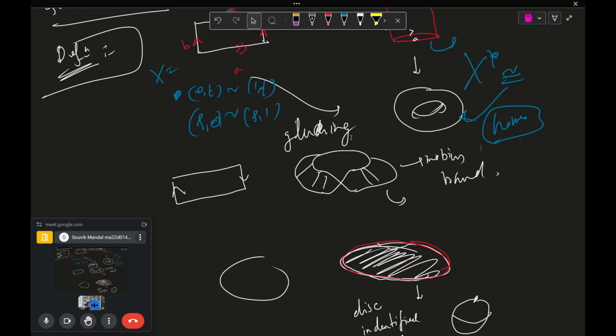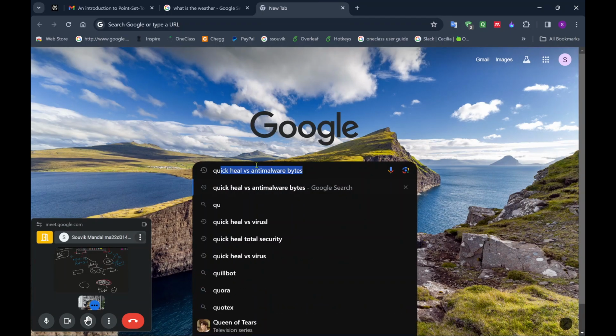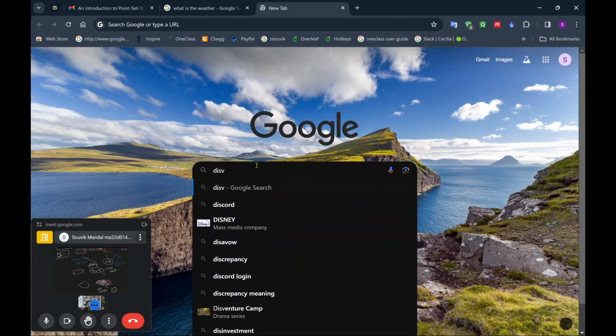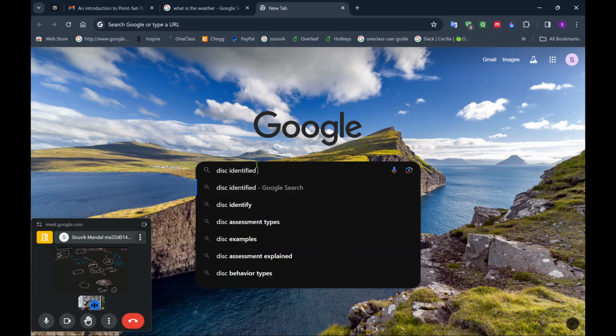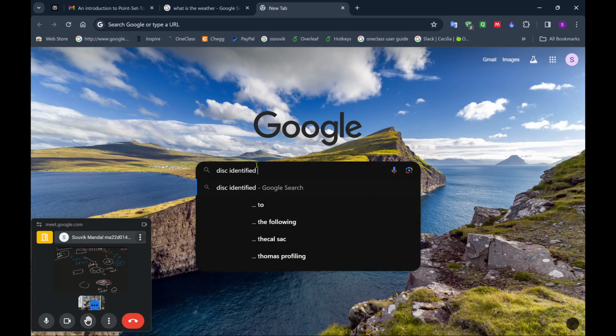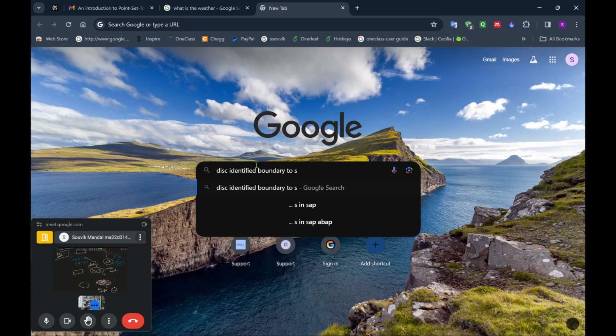Okay, before getting into the proof of this, let me give some intuition from Wikipedia that the disk with boundary identified will be the sphere. So let me open the Wikipedia. Disk with the boundary identified to a single point.